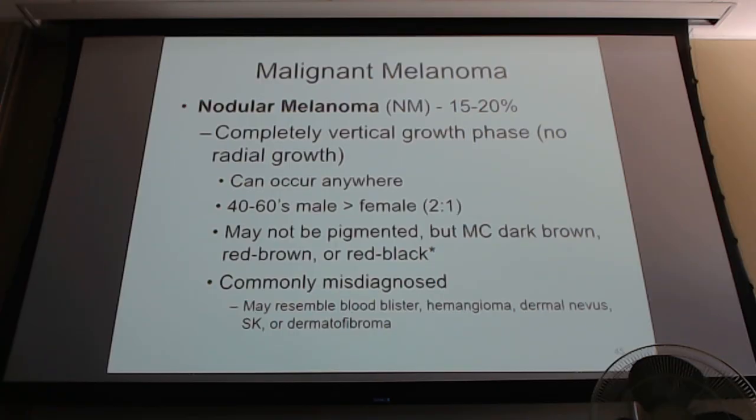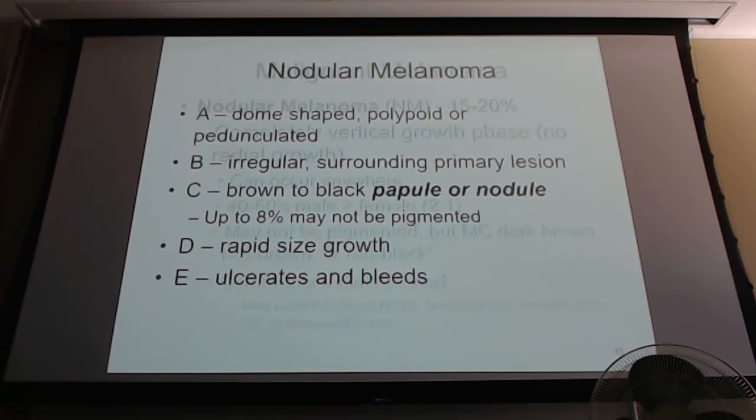Can occur anywhere. 40 to 60s, male, 50% higher than women. May not be pigmented, but most commonly dark brown, or red-black. Commonly misdiagnosed because it could resemble some type of blood blister, hemangioma, dermal nevus, SK, dermatofibroma. Those are the things that are part of the differential diagnosis.